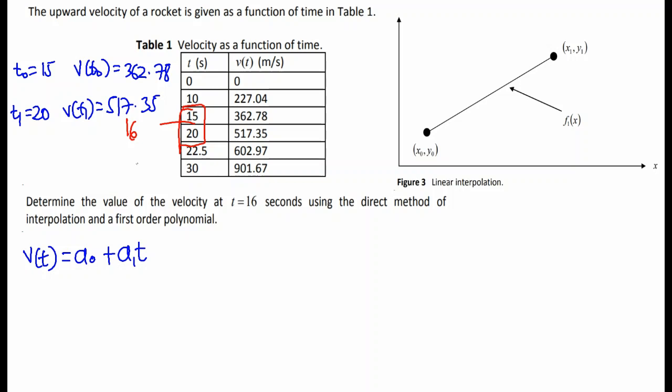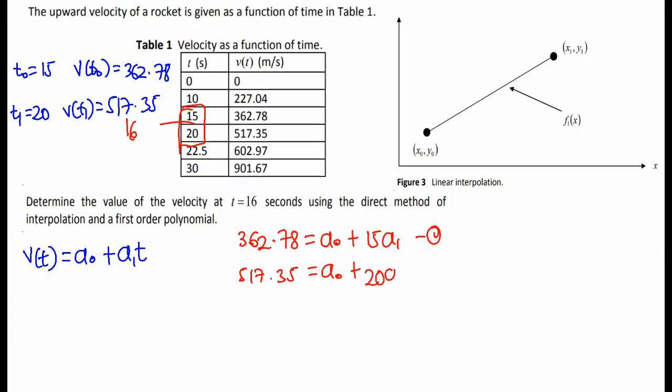Now you have the data points, so let's consider the first one: t naught is 15, and v of t naught is 362.78. For that one, the first equation is 362.78 equals a naught plus a1 multiplying t, so 15 multiplying a1. This is our first equation. The second one is 517.35 equal to a naught plus 20 a1. This is our equation 2. So all you have to do is solve these two equations simultaneously to get the values of the constants a naught and a1.